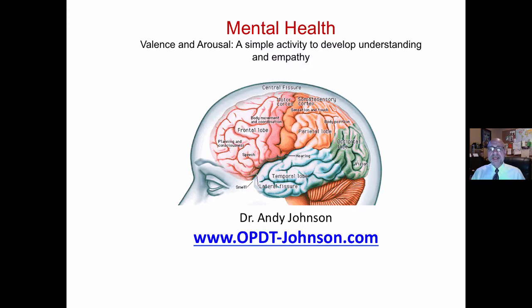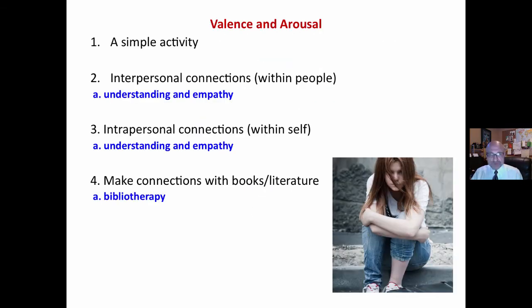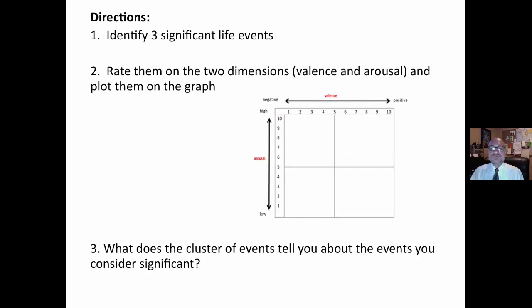Andy Johnson: a simple activity to help develop understanding and empathy, valence and arousal. It's a simple activity to help develop interpersonal connections between people, develop empathy and understanding, and, within self, develop empathy and understanding of self. It's also a great way to make connections with books and literature and make this a writing activity. Great with middle school and high school, can also be used with elementary.